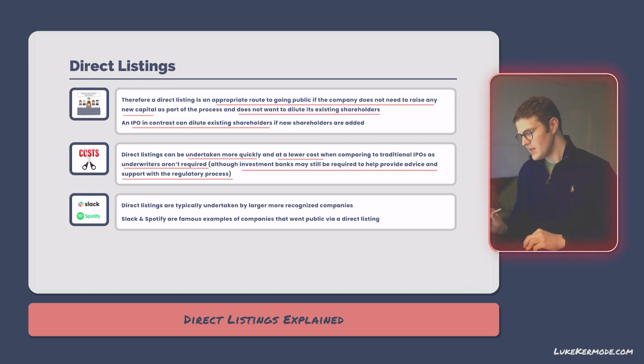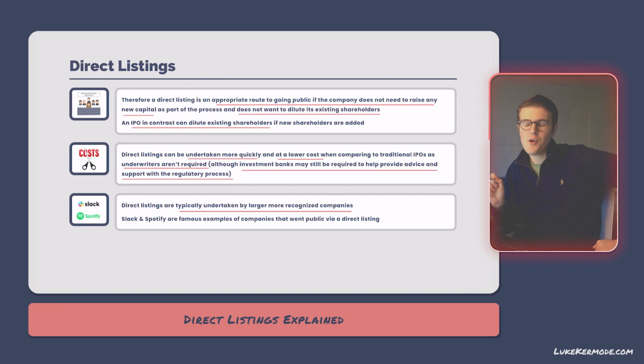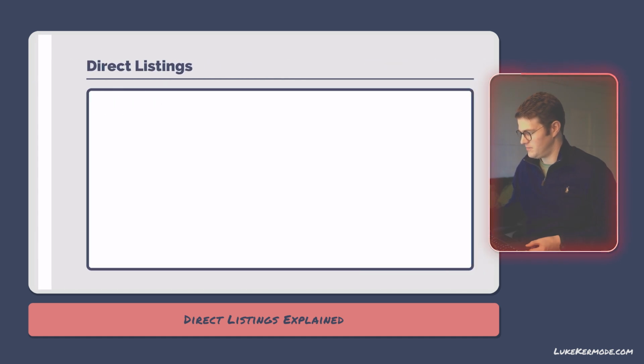They're typically undertaken by larger, more recognised companies, so companies that already have a recognised brand within the public market are good candidates for direct listings. So in the last few years, we've had Slack and Spotify. They're big names that have undertaken a direct listing as opposed to an IPO. So there is a clear market for this route, but they are bigger brand names, already got recognition, large shareholder bases, and they went public via a direct listing as opposed to an IPO.